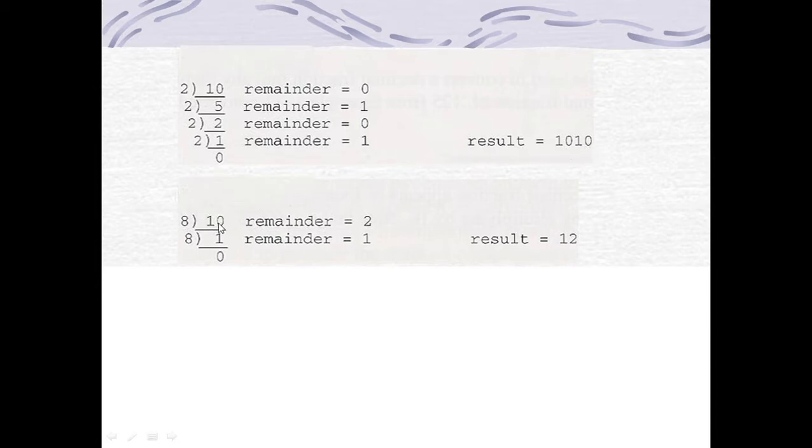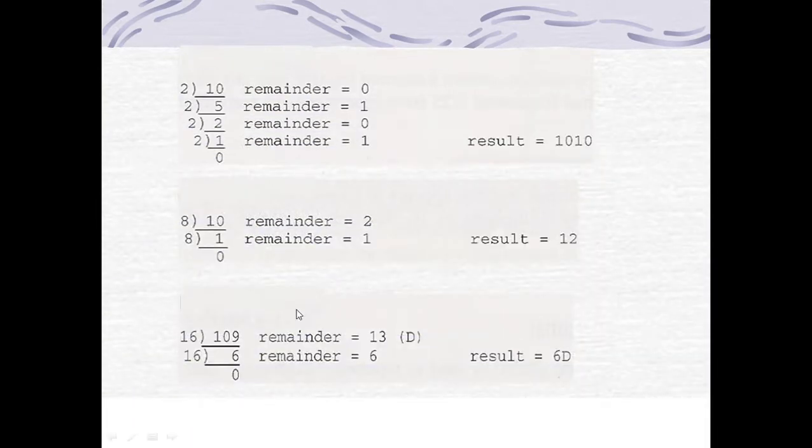10 in the base 8 system is equal to 12. So these two values represent the same number, but they are in different number systems. This is in the binary number system, this is in the octal system, and this 10 is in the decimal system. So we have represented 10 in 3 different number base systems.